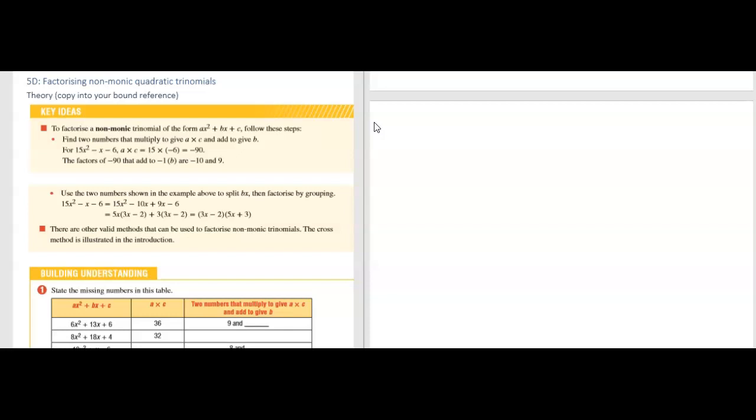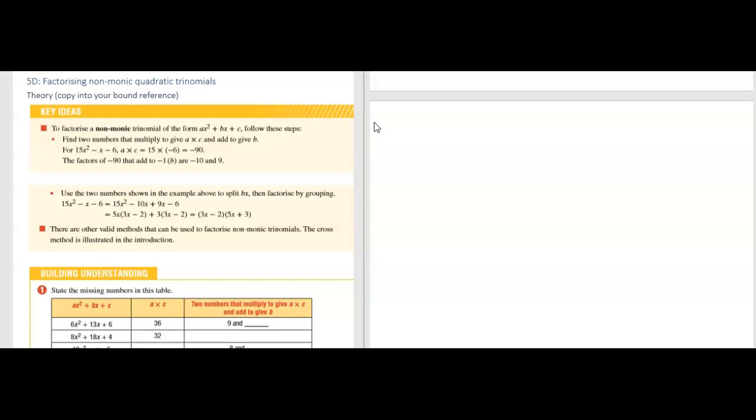So what you need to do is find two numbers that multiply to give a times c and add to give b. So in this expression here, we've got 15x squared, so your a is 15, minus x, so your value of b is -1, and -6 is your c. If we multiply a and c, so 15 and -6, we get -90. So we need two numbers that multiply to -90 but add to -1, which are -10 and 9.